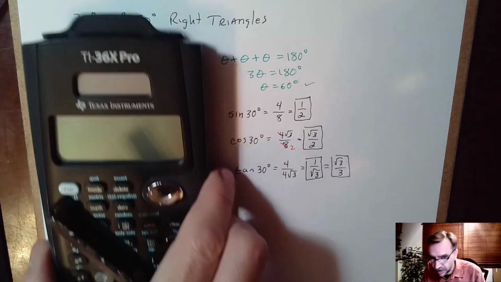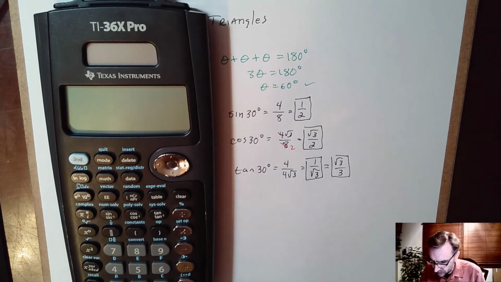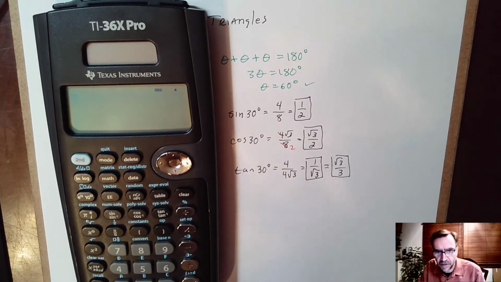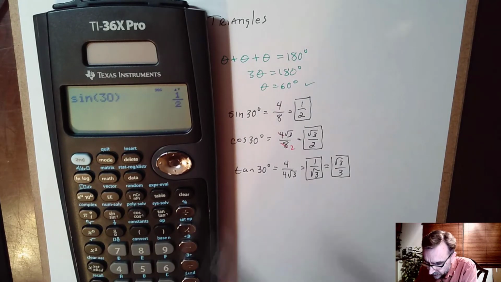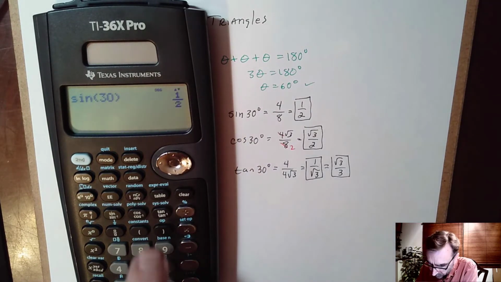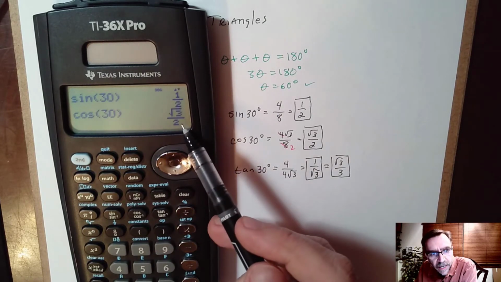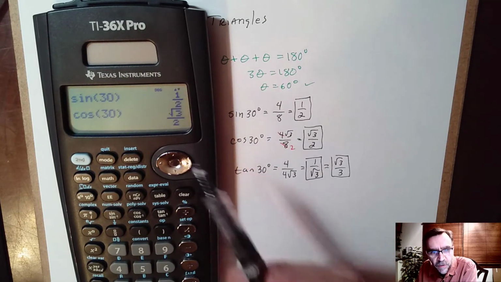We can actually verify that. All right, let me clear that out. I am in degree mode, so I can say sine of 30 and see that the answer is 1/2. Cosine of 30, enter, and I can see that I get exact answers, square root of 3 over 2. That's why I like this calculator.